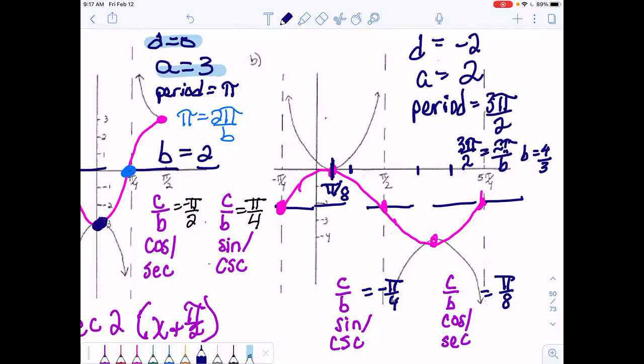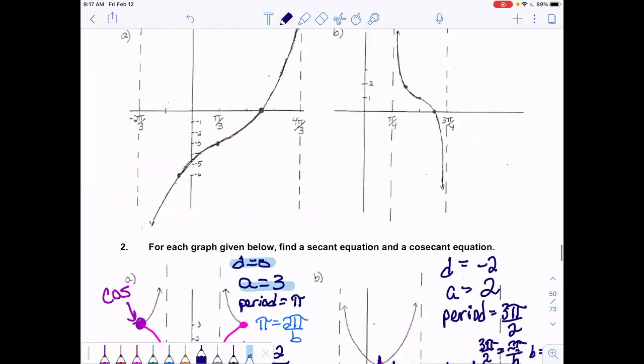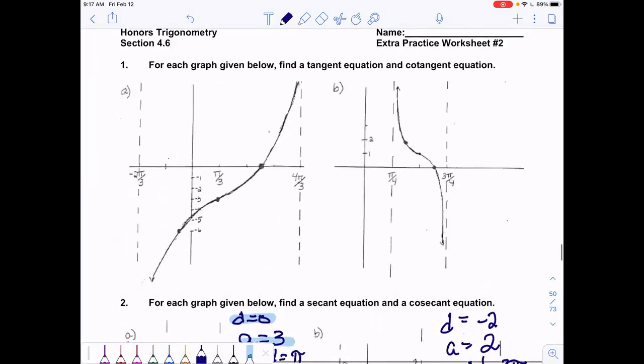Questions? Any questions that I didn't answer? Could you go over 1b for how to find the tangent equation? Yeah. So, Darby, what did you get for D and A? So I got 1 for D and 1 for A.